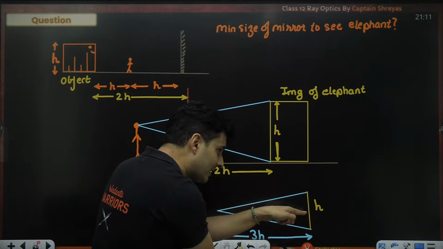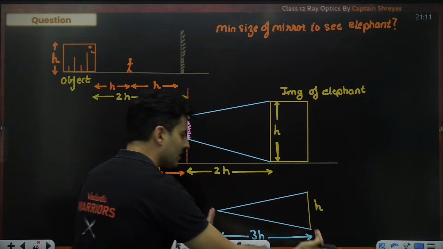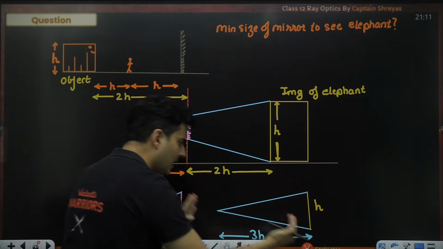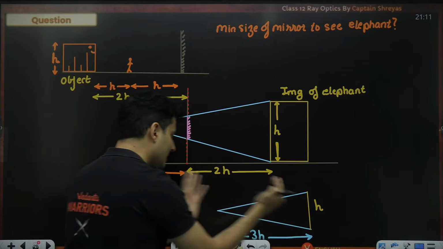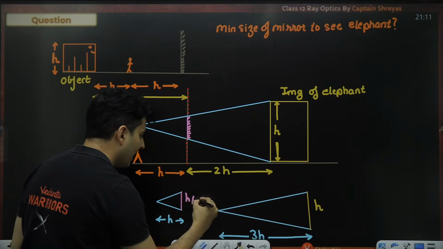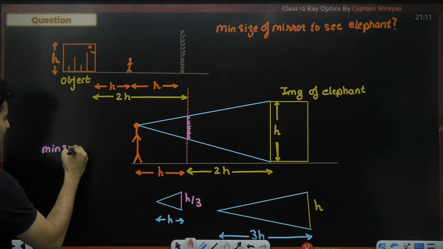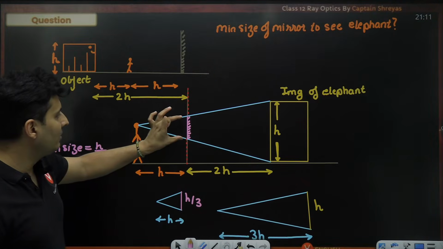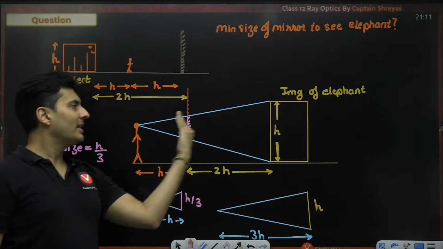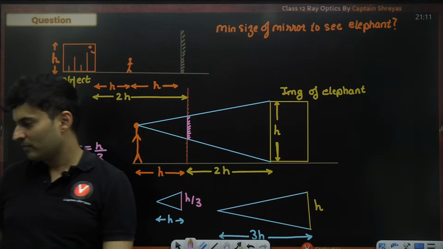So if this is H, this will be H by 3, 1/3 of it. This is 3, this is 1. This is 3H, this is H. If this is X, this will be X by 3. If this is H, this will be H by 3. So therefore, the minimum size which will be needed will be H by 3, and you'll be placing the mirror somewhere here so that you can see the image of the elephant behind you. Got it?